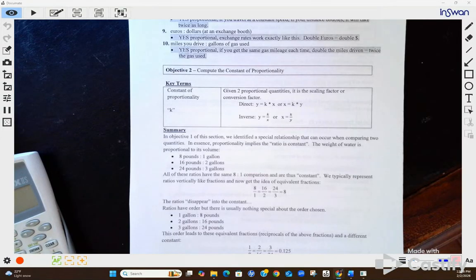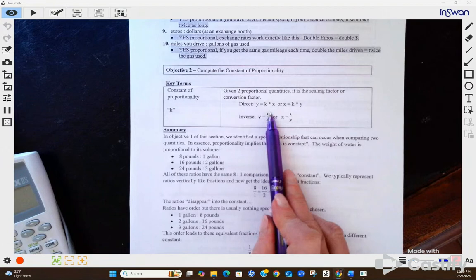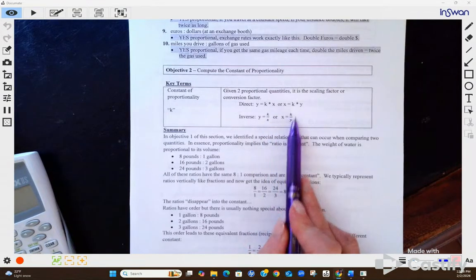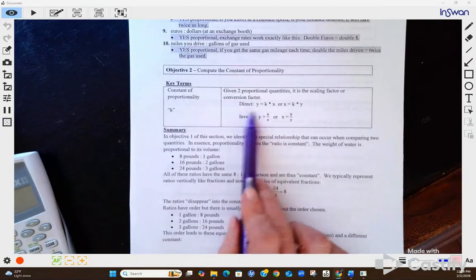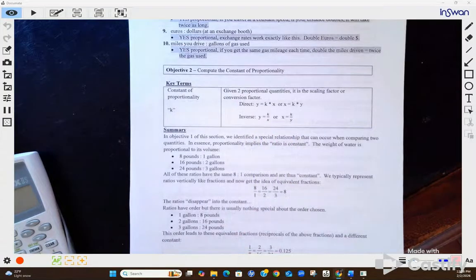If something is inversely proportional, where again, if one thing goes up, the other will go down, or vice versa. So y varies inversely as x, or x varies inversely as y. Then your order is not so important because you can manipulate both of these to just be xy equals k.